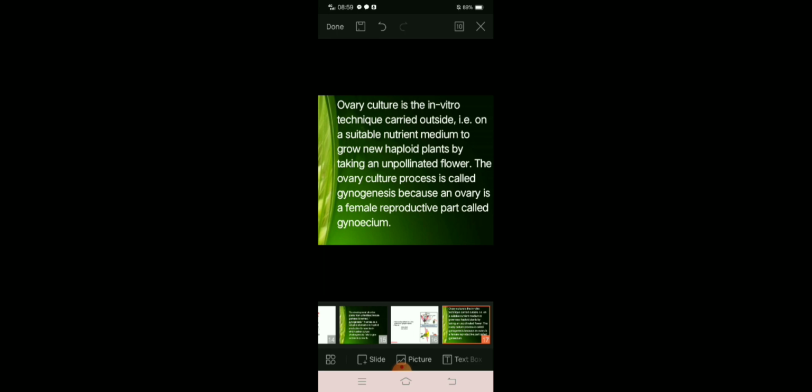Then there are two methods for in vitro production of gynogenic haploids. They are the ovary culture and the ovule culture. So you can see the flower and the ovary. Ovary culture is an in vitro technique carried out on a suitable nutrient medium to grow new haploid plants by taking an unpollinated flower. The ovary culture process is called gynogenesis because an ovary is a female reproductive part called the gynoecium.